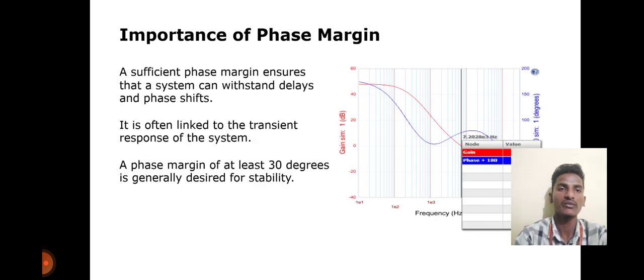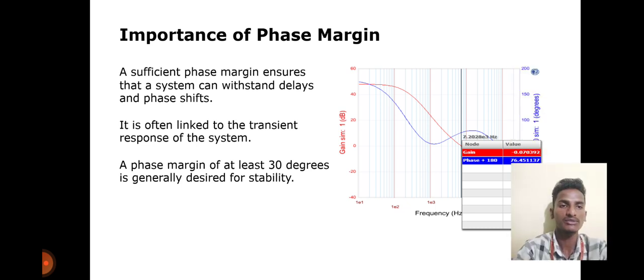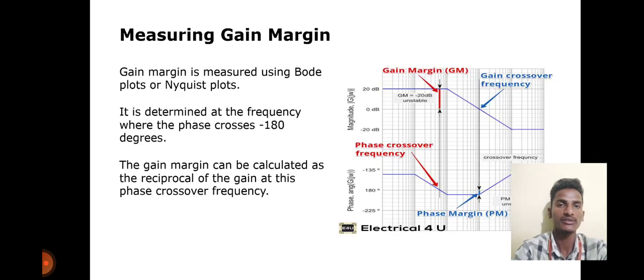Importance of the phase margin. A sufficient phase margin ensures that a system can withstand delays and phase shifts. It is often linked to the transient response of the system. A phase margin of at least 30 degrees is generally designed for stability, and this is the graph of the 30 degrees phase margin frequencies.